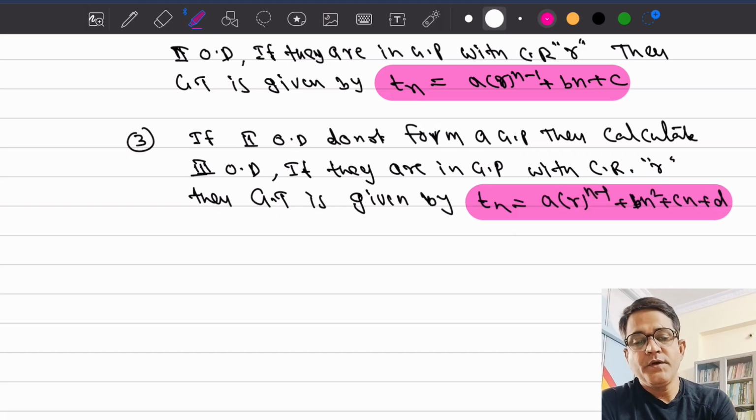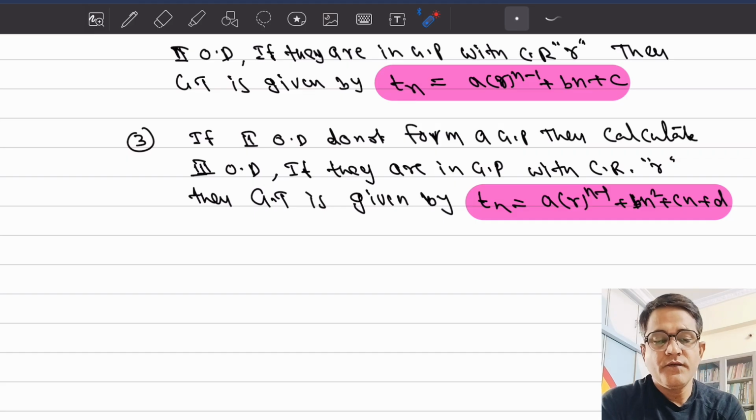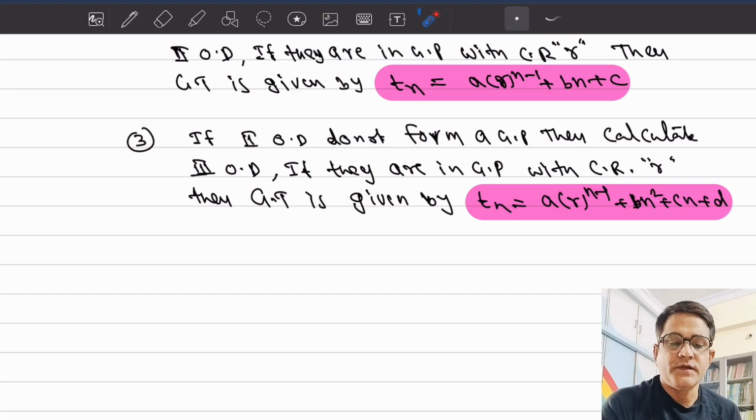So here, third point: if the second order differences are equal, then go for type 1. If the second order differences are not equal and do not form a GP, then calculate third order differences. If they are in GP, this is the general term. So this is the procedure.